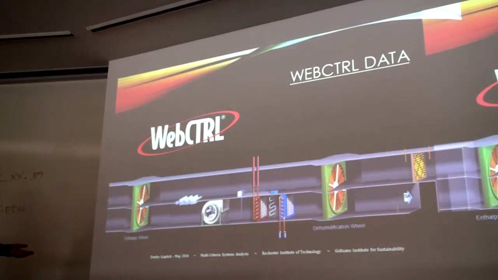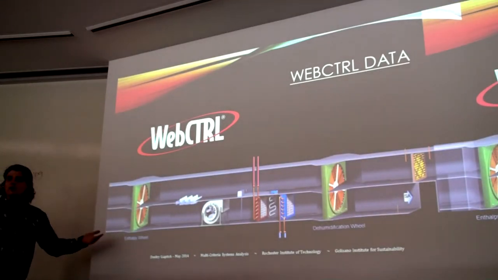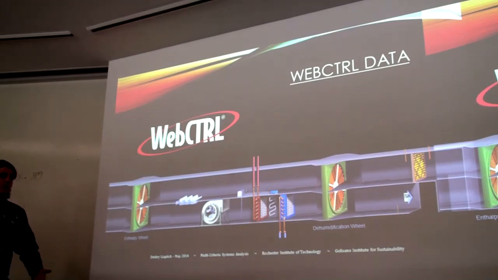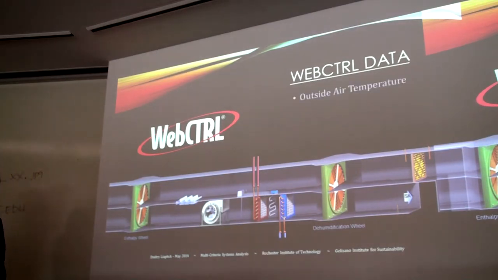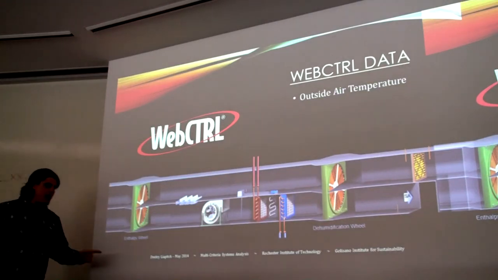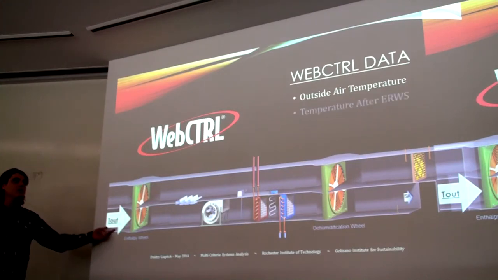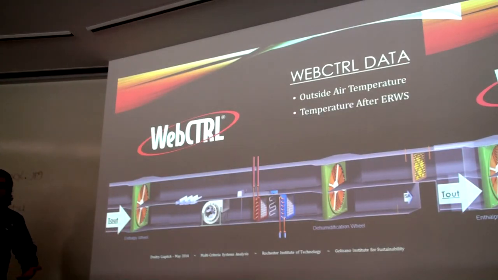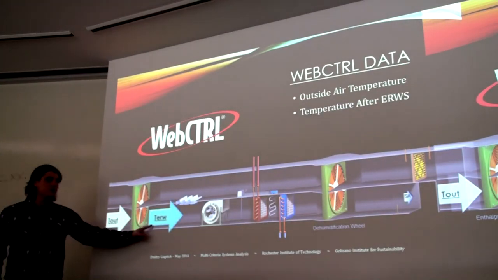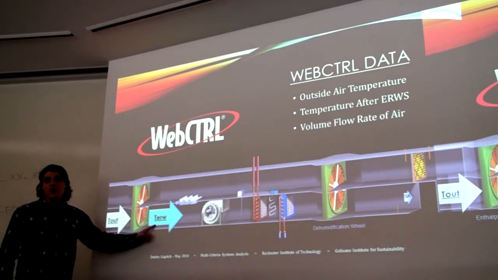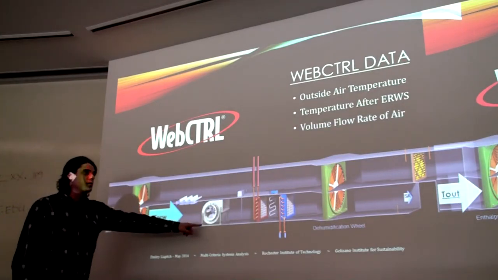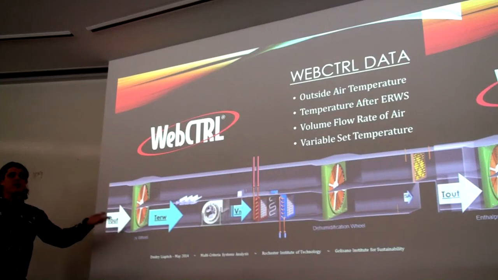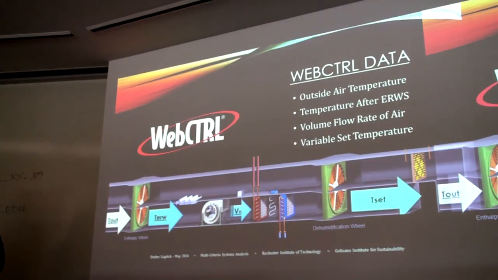So in order to run this simulation, we need to get data from Web Control, and the Web Control is a database that provides us information for all the different technologies in this building. And the types of things that we're looking for is the outdoor air temperature for every hour, coming in, this guy right here. And also the temperature after it hits the enthalpy wheel. That's this one here. Then also we need to know the volume flow rate that's coming inside. And we have our variable set temperature for what we're actually going to be solving for.